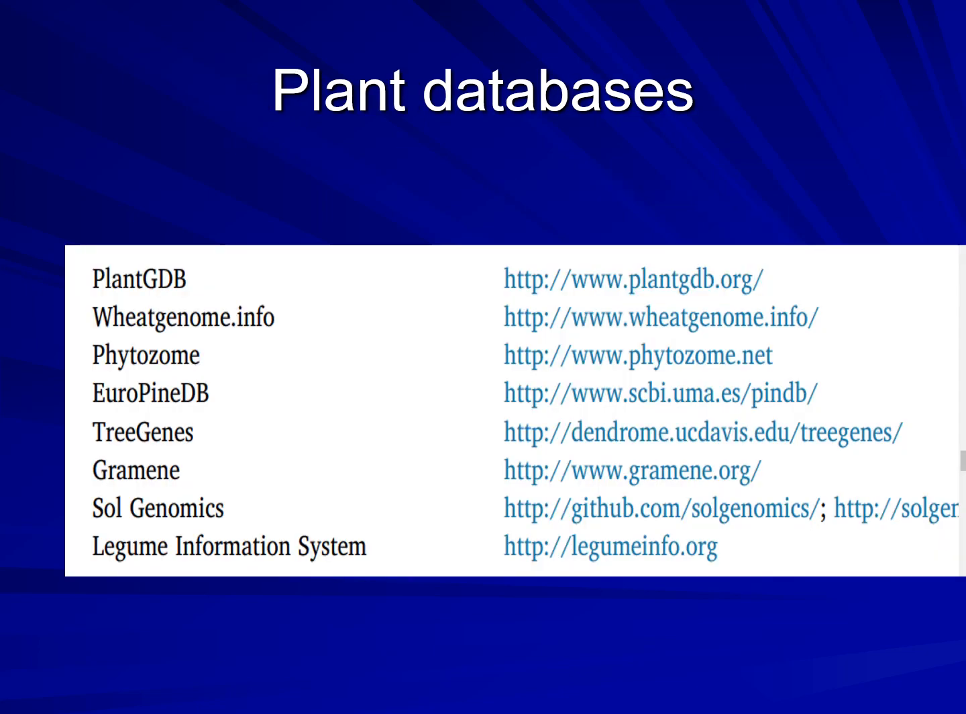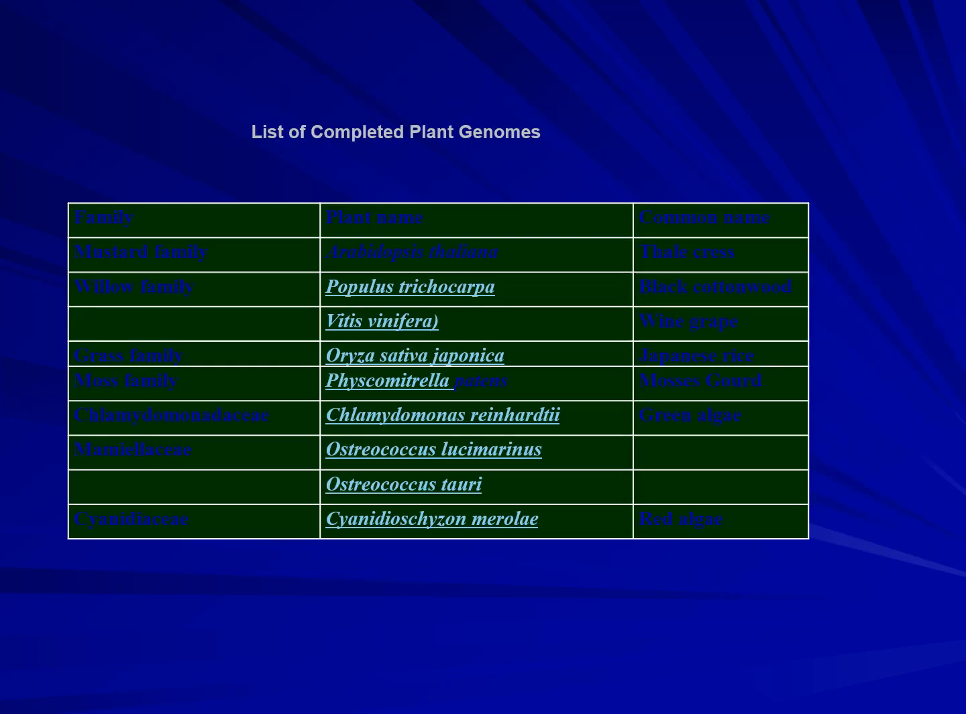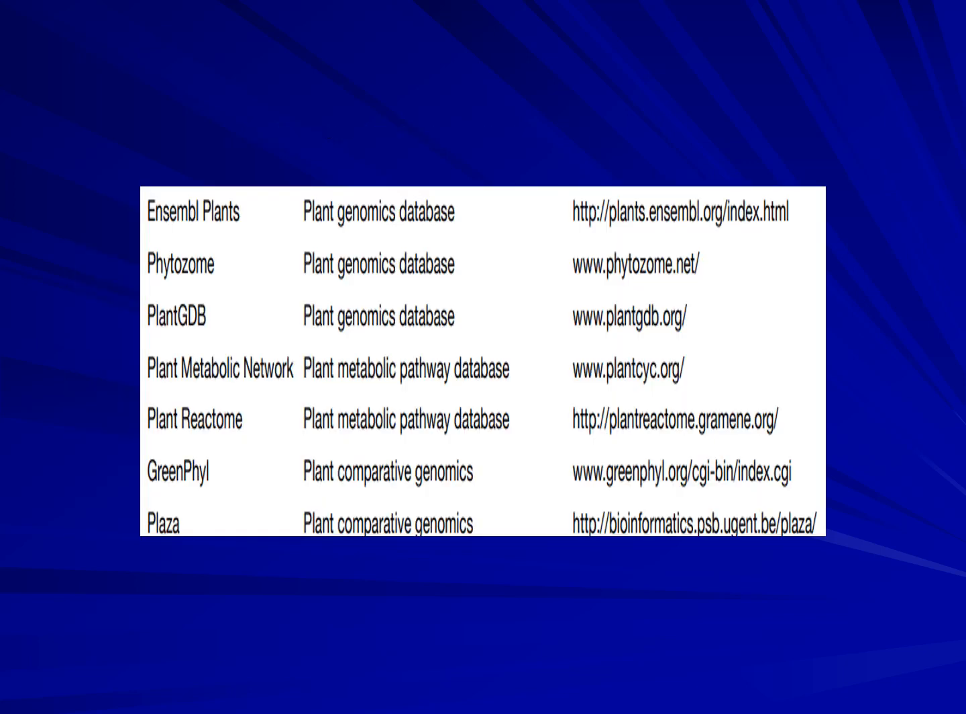So plant databases related to the genome are also available: plant genome database, wheat genome data, Phytozome, and Legume Information System. These information systems are available online. There are several plant genomes with already completed genomic information, and they are useful for every type of work in plant biotechnology. Similarly, plant genomic databases are available, and you can use them for your plant biotechnology purposes.